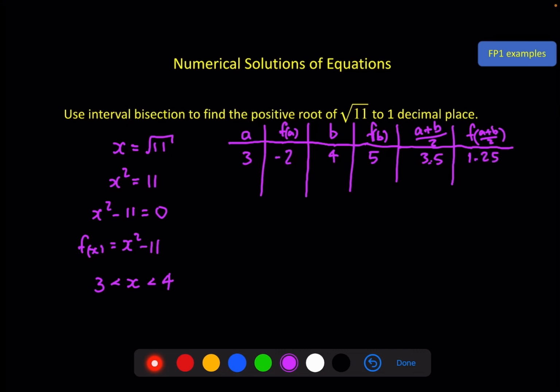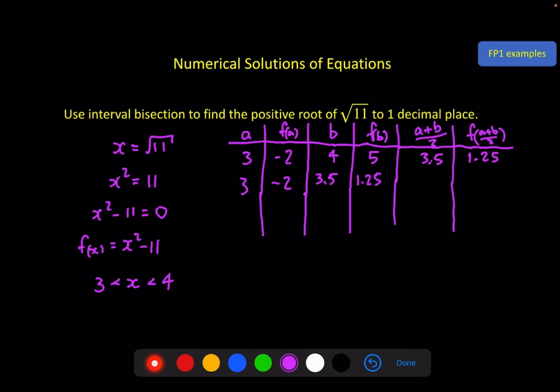So now we ask ourselves, which of our two endpoints do we replace with this? Well, if we've got a negative value here and a positive value here, to keep a change of sign, we need to replace this one, because this is also positive. So instead of using a 4 to get the positive answer 5, we're going to replace that with 3.5 to get the positive answer 1.25. Because, like I keep saying, we still need that change of sign.